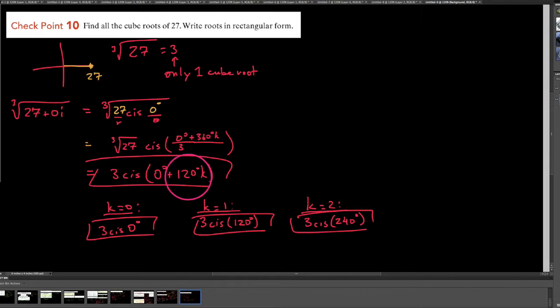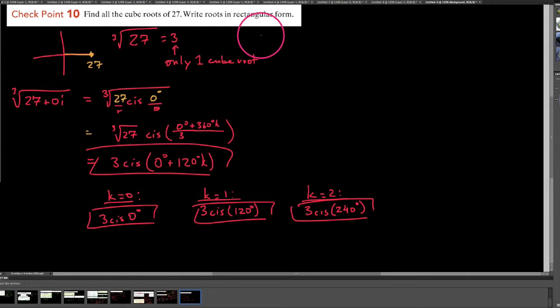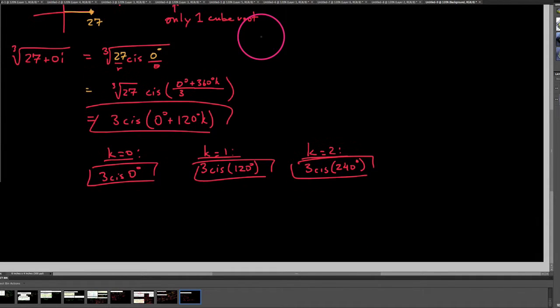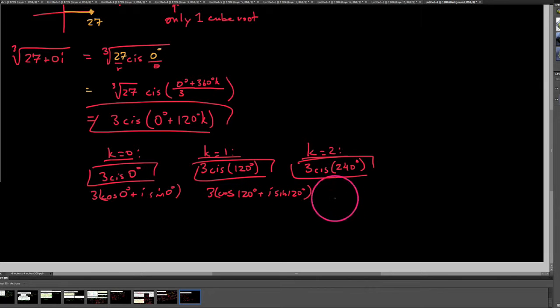What we want to do is actually write these in rectangular form. So one thing you'll want to do before you pause this video is essentially say, well, then really what this would be is 3 cosine of 0 degrees plus I sine of 0 degrees. Here we get 3 cosine of 120 degrees plus I sine of 120 degrees. And then here we get 3 cosine of 240 degrees plus I times the sine of 240 degrees.